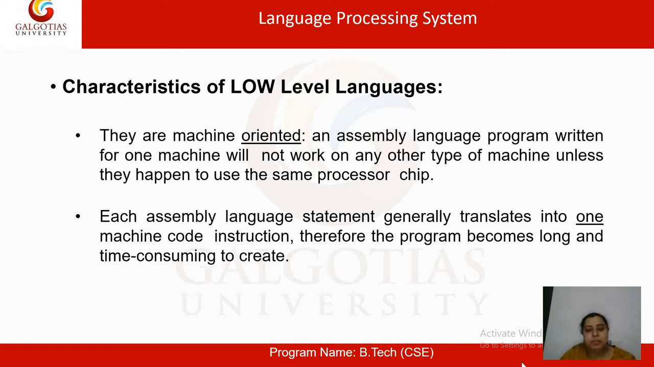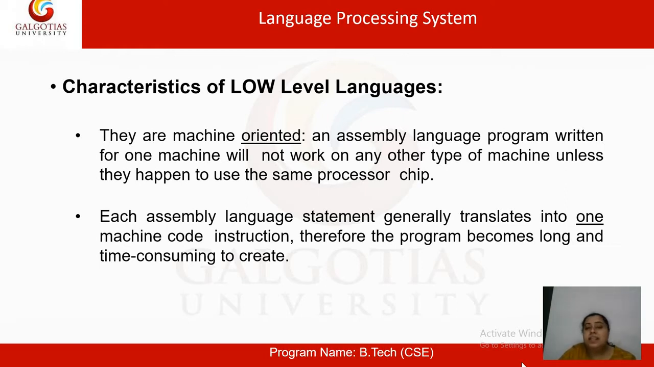A low level language is something that can be understandable by the machine. That's why it is known as machine oriented. Whenever we write an assembly language program for one machine, it will only work on that machine and it cannot work on any other machine until and unless both the machines have the same kind of processor chip. That's why we call it machine oriented. So every machine has a different kind of low level language. You may call it a limitation or you may call it a characteristic of a low level language.